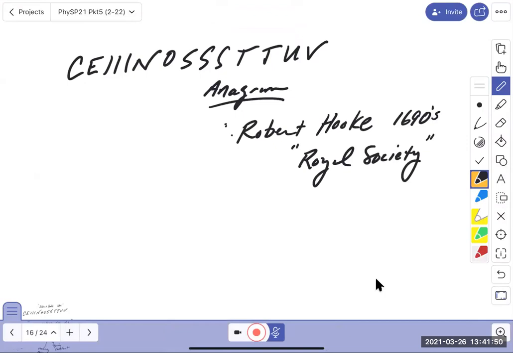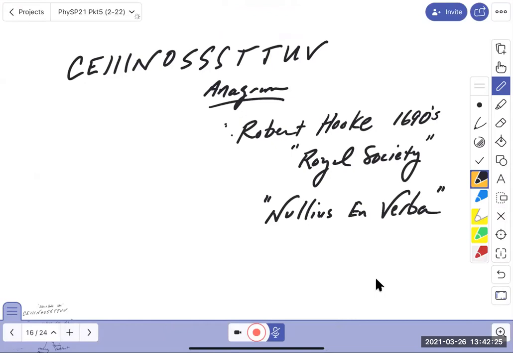And so he was the curator. He was in charge of all the equipment. Because I have Nullius in Verba above my door. I haven't looked at it in a while. Anyway, this was the Royal Society's motto, and it means not by word of mouth.